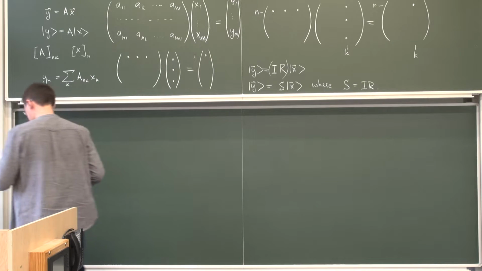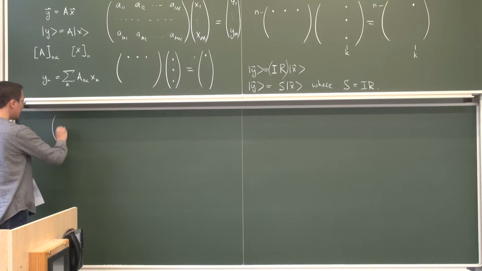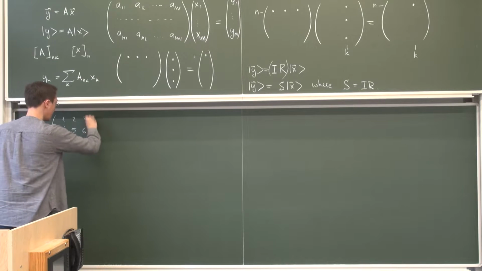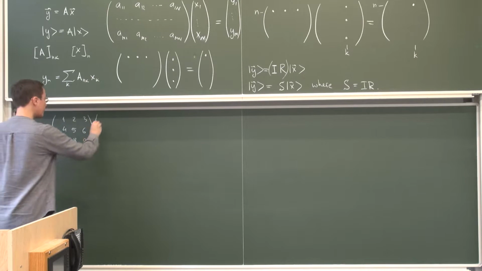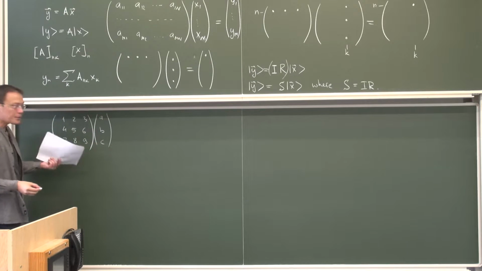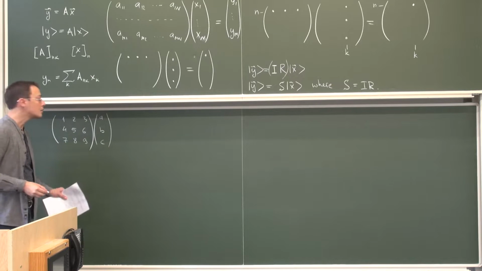It's just practice. Okay, let's take some simple matrix: 1, 2, 3, 4, 5, 6, 7, 8, 9, and multiply it by vectors A, B, C. And this is a very typical thing that you would do.